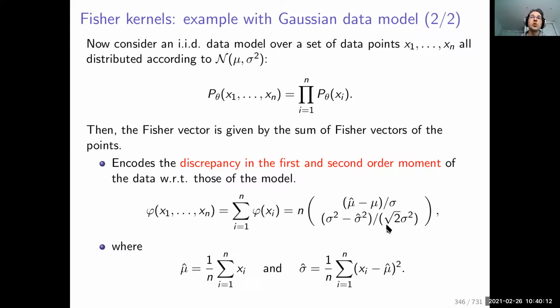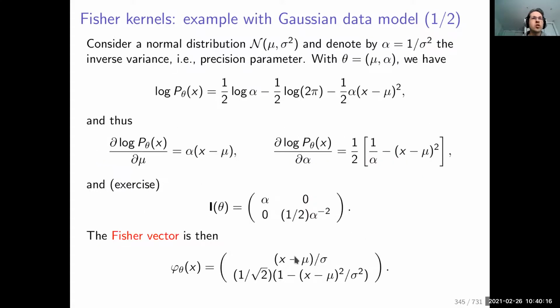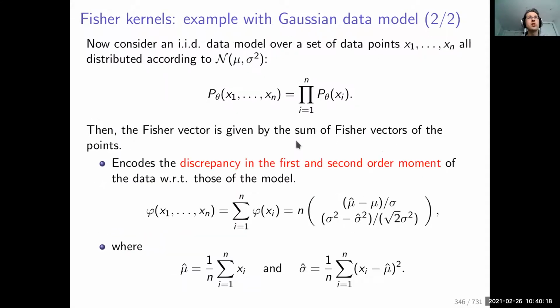And if we look now at the second term, it was a bit hard to interpret in the previous slide, but when we sum over n points, it becomes easy to interpret. It's simply (sigma squared minus sigma hat squared) normalized by sigma squared. So it's also a measure of discrepancy between the empirical variance here and the variance encoded in the probabilistic model.